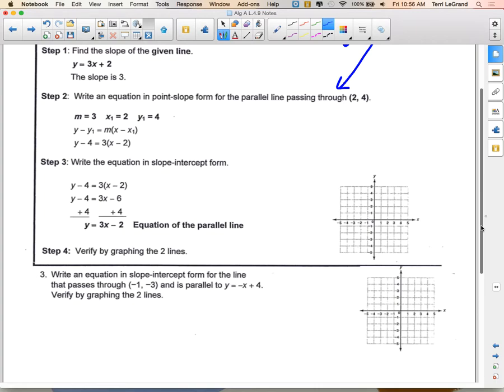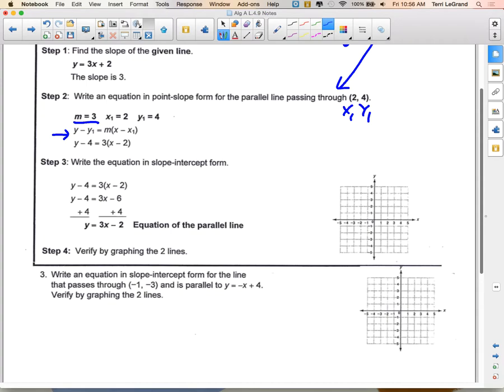Because in step 2, now we're getting ready to write our new line's equation. So we take the slope that we found up in the other one because that's its slope, so it has to be this one's slope. It has to go through this point, so we call these x sub 1, y sub 1. And we do our, what's this called again? What's that equation called? Point slope form. We're going to use point slope form, substitute into it. Step 3, we're going to get it transformed into slope intercept form.